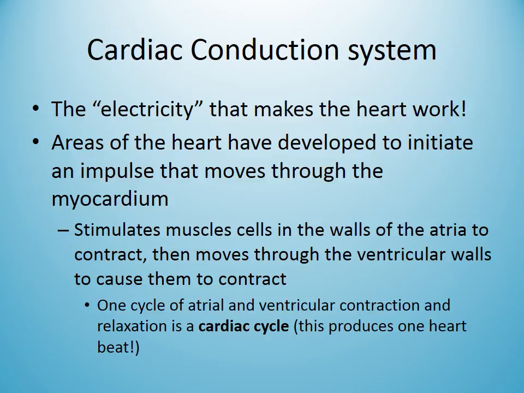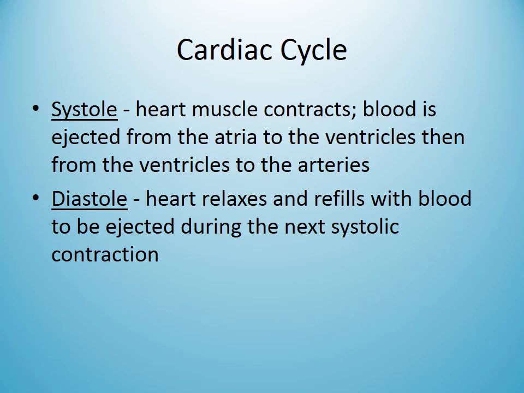One cycle of atrial and ventricular contraction and relaxation is a cardiac cycle, and this produces one beat. And so that's one contraction, one cycle of the atria and the ventricular contraction, and then the relaxation afterwards. That is one cardiac cycle, one heartbeat.